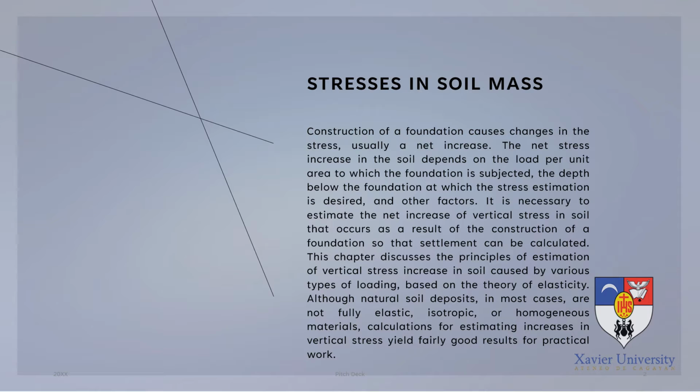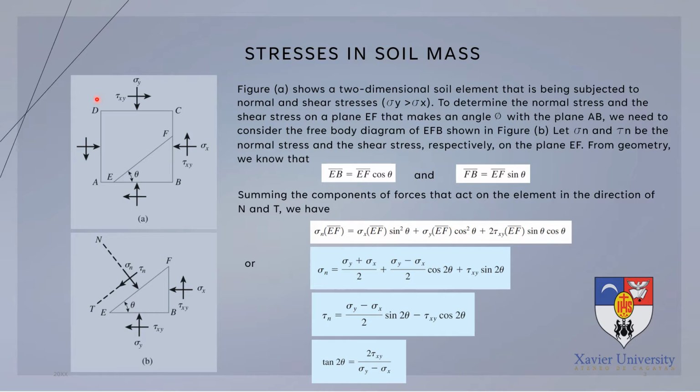This chapter discusses the principles of estimation of vertical stress increase in soil caused by various types of loading based on the theory of elasticity. Although natural soil deposits in most cases are not fully elastic, isotropic or homogeneous materials, calculations for estimating increases in vertical stress yield fairly good results for practical work. This module is just an introductory part of the stresses in soil mass, giving a discussion which represents our shear stress.